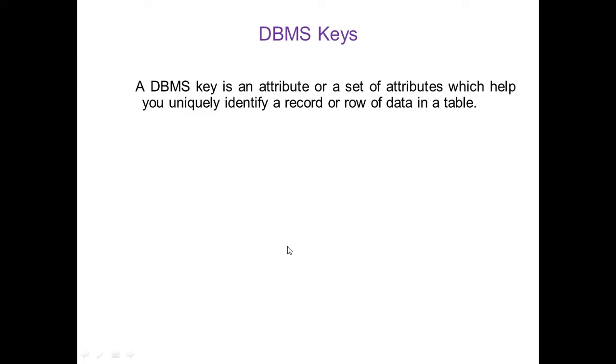Now first we will see what is a DBMS key. As we have seen in the general English language, a key is used to open the lock. Now in case of DBMS, it is an attribute or a set of attributes which help you uniquely identify a record or row of data in a table. Means we can say that this is a column or attribute or set of attributes which can be used for identifying the record or row uniquely. Means there should be no duplicates.